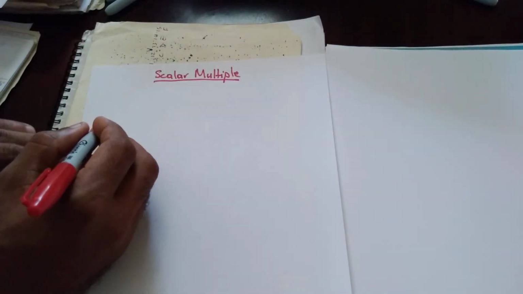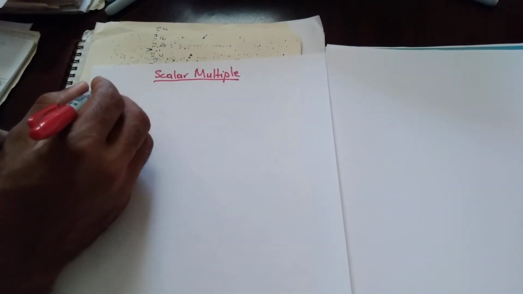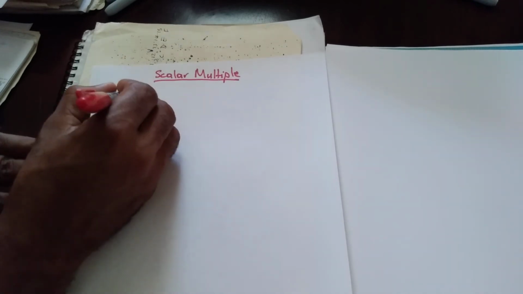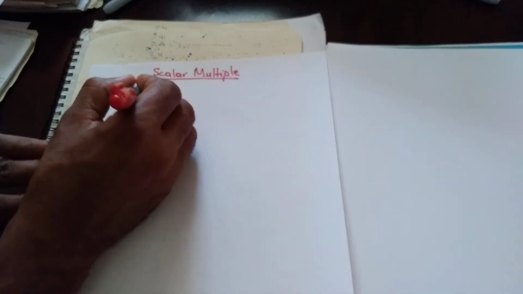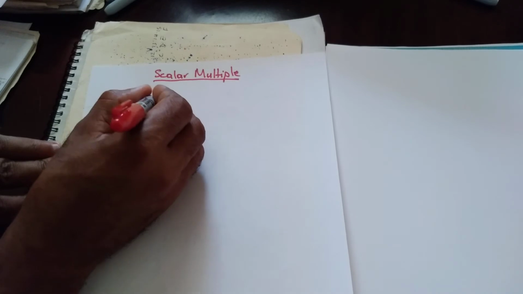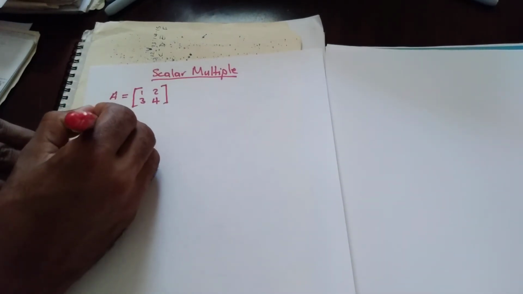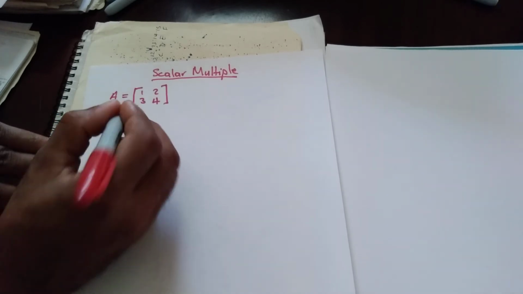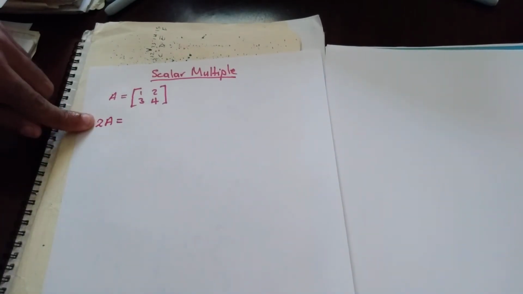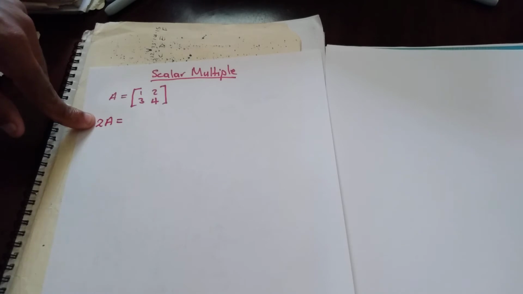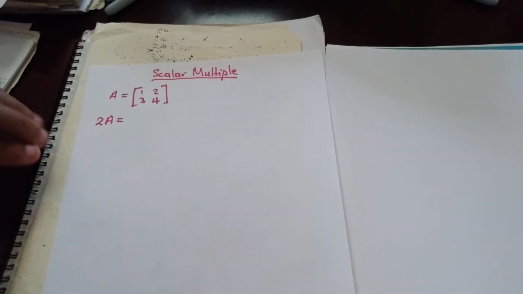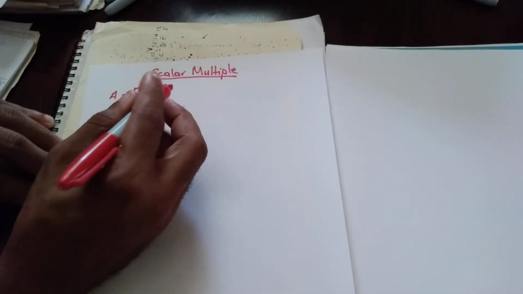Now let's say we had a matrix A. Matrix A is, let's say, 1, 2, 3, 4. This is matrix A, and we want to find 2A, for example. Now this 2, we consider it as the scalar multiple. The 2 is a scalar multiple. So we're multiplying a 2 by 2 matrix by 2.